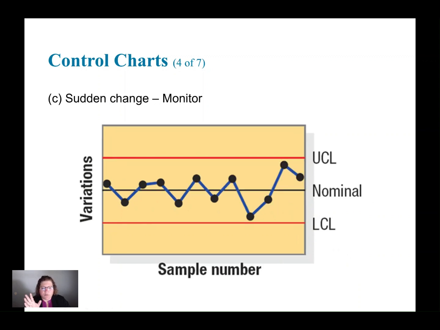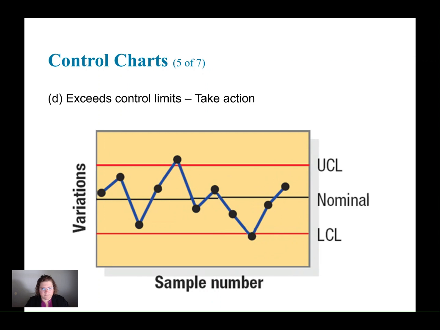This type of chart is what we would call a sudden change. So you'll notice here at the end of the chart, you've got a big jump from the bottom all the way to the top. And this would indicate something happened between these two samples that aren't necessarily random. So we might investigate that. There's not necessarily a reason to stop the process, but we would investigate if there's something going on.